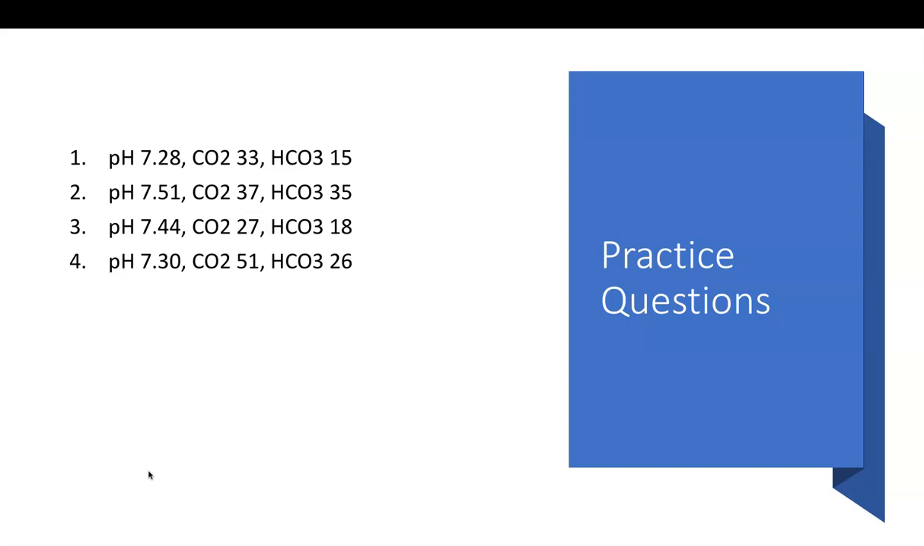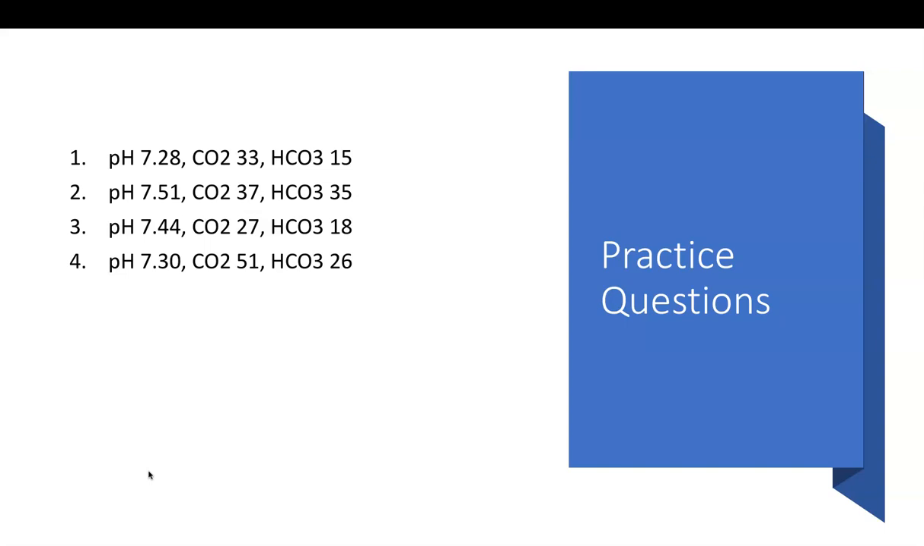For number 3, how do you know the direction? 7.44 is the high normal. So we have a compensated respiratory alkalosis because our pH is 7.44, so it's normal. If I were to draw my arrow, it would just be an equal, but on the high side of equal. And I have a high CO2. I'm sorry, the CO2 is low. I'm looking at something else. And the bicarb is low. So if you remember ROME and put your arrows in, you'll see that it would be a compensated respiratory alkalosis.